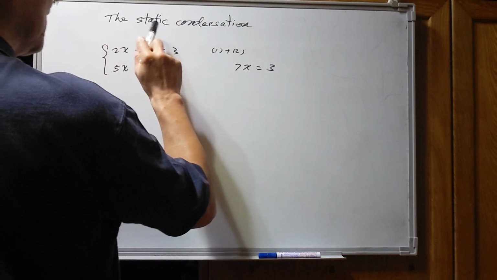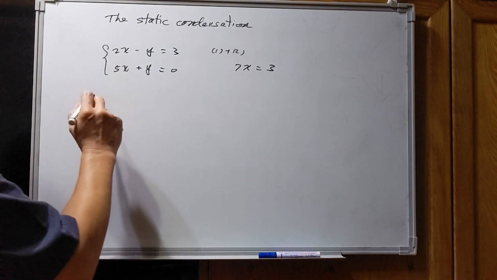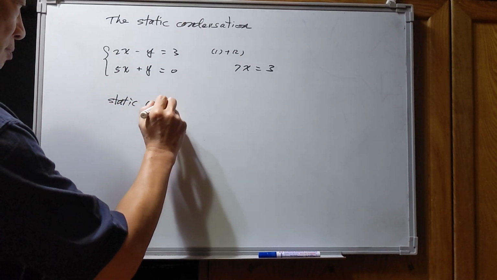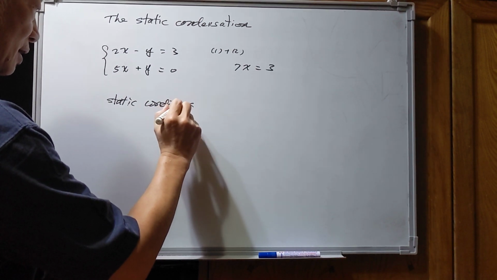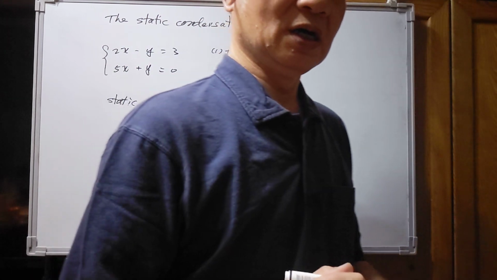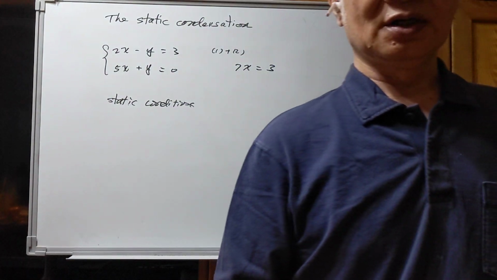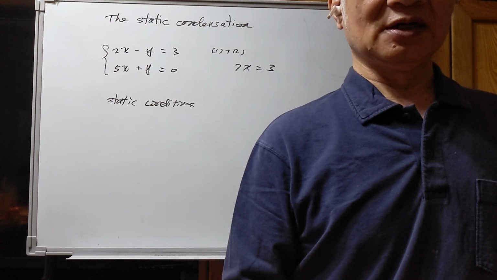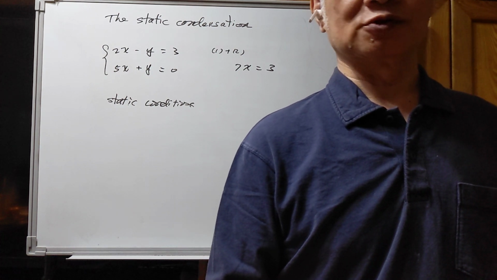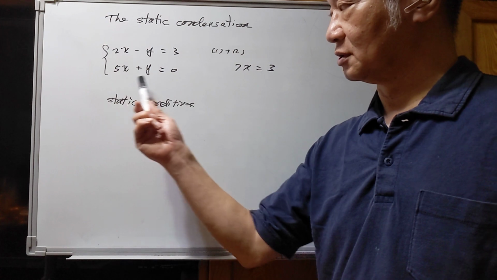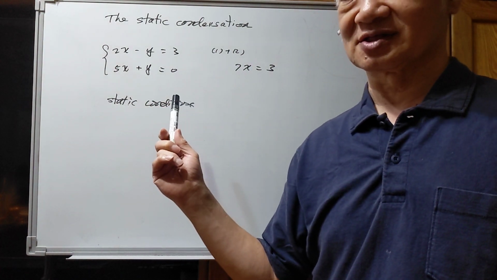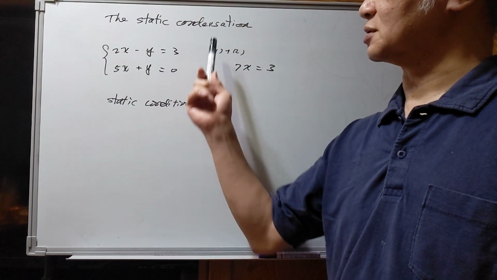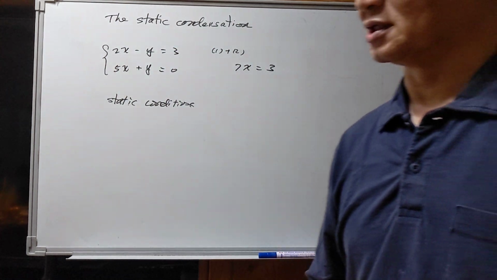And what is the static condensation? The static means that the condensation is based on the static conditions. Okay, and what are the static conditions? Any conditions that come from something related to the force, we will call them the static conditions. So if we can get some static conditions, then we can condense the stiffness matrix.